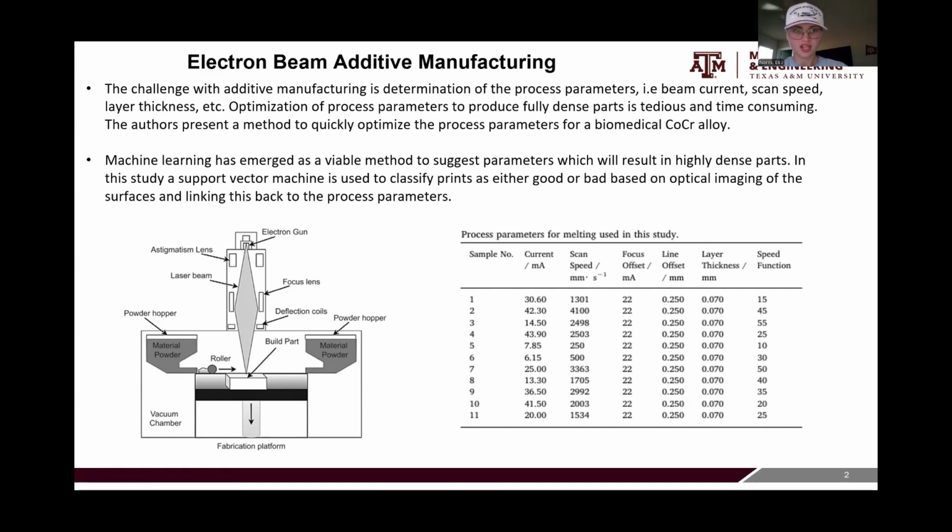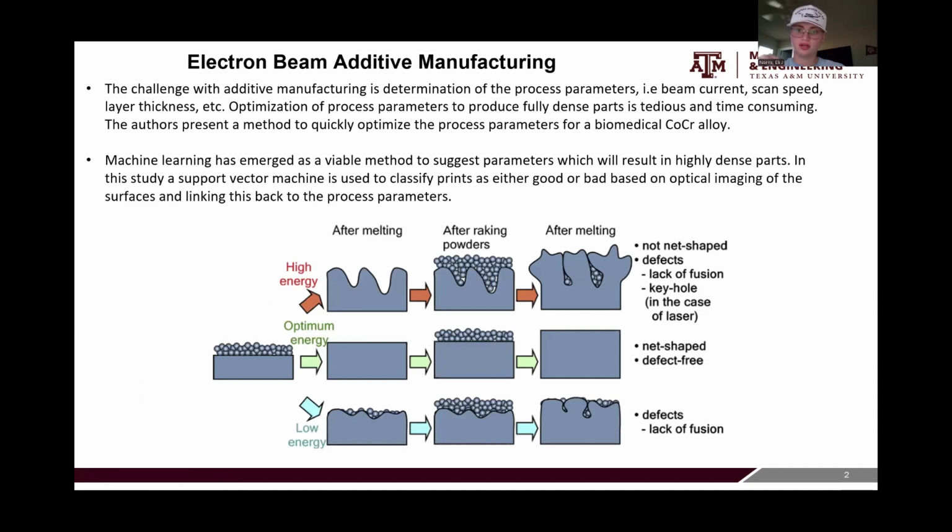So the authors propose a machine learning model that uses an SVM to classify prints as either good or bad based only on the surface quality, taking an image of the surface after it's printed. And the reason they can do this is, if we take a look at this figure, you can see if we have high energy of the beam during melting, we get very deep penetration into the previous layer, and it creates this keyholing type porosity.